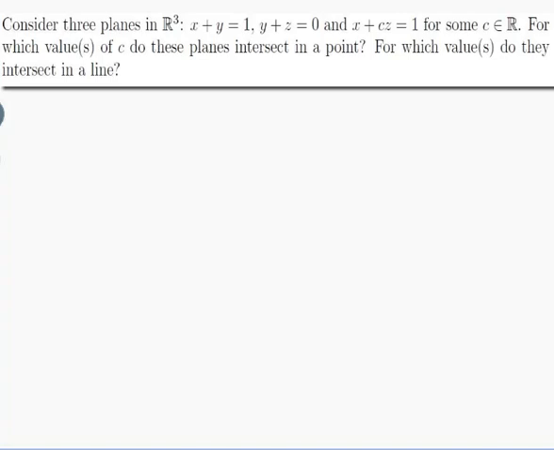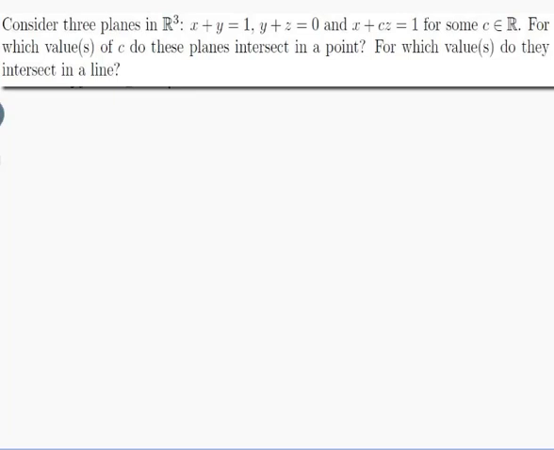The question is, consider three planes in R3: x plus y is equal to 1, y plus z is equal to 0, and x plus cz is equal to 1, for some c in R. For which values of c do these planes intersect in a point? For which values do they intersect in a line?